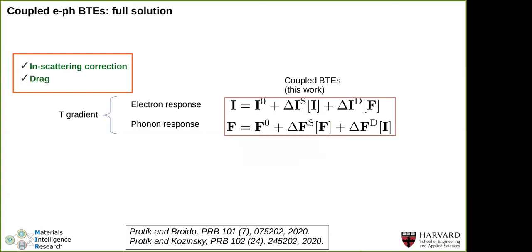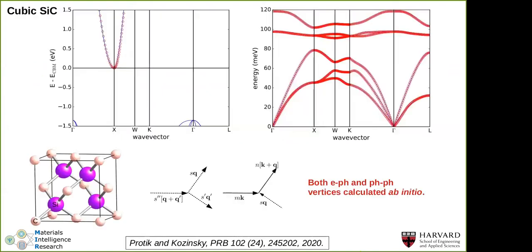But if you want to capture the drag effect, then of course you have to add this last term, and these last terms will couple these two equations completely, and now you need to solve these two equations self-consistently. Once you do that, you get both the in-scattering corrections and also the drag effect. So we built and implemented this methodology, and we applied it to cubic silicon carbide.